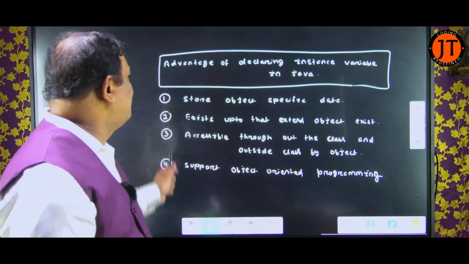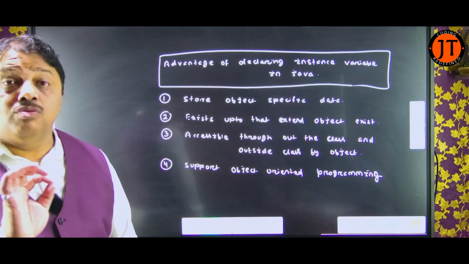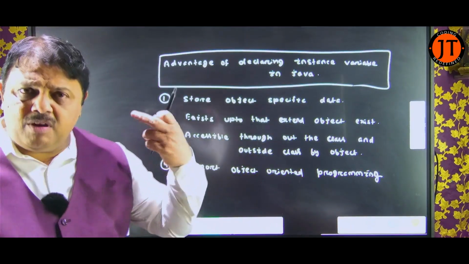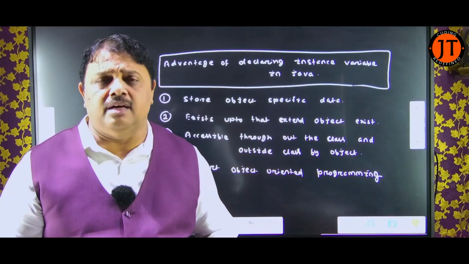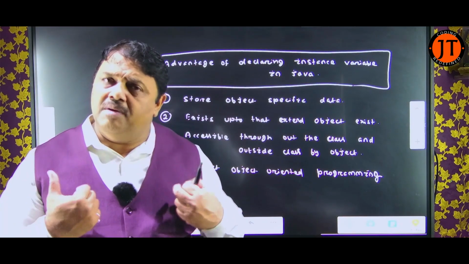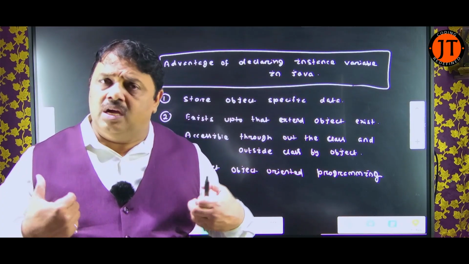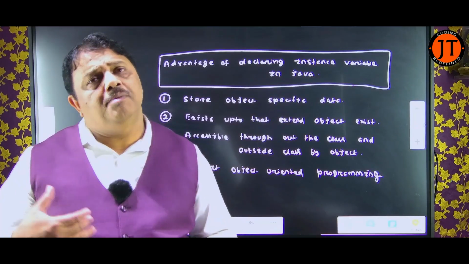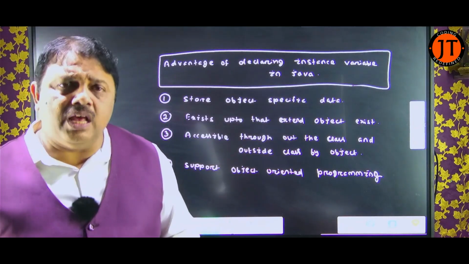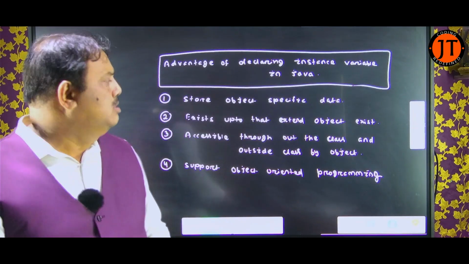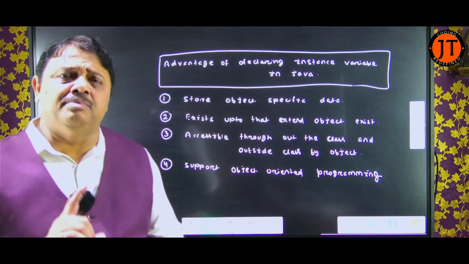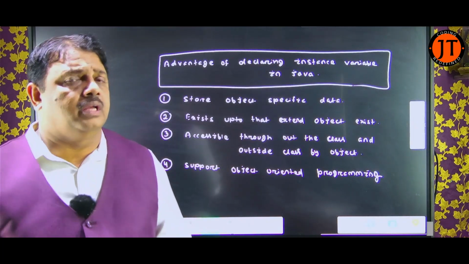Now you see the first advantage: store the object-specific data. I'm an object. I have some specific data. For example, I have a name, I have some gender, I have some age, I'm getting some salary. So this data of the object must be stored in an instance variable.